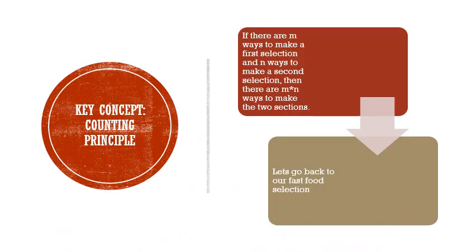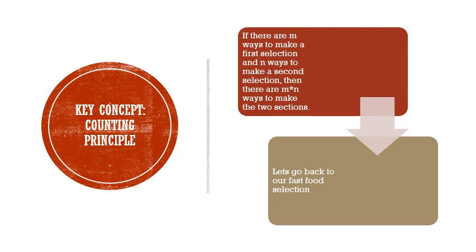All right, so our key concept is: if there are m ways to make a first selection and n ways to make a second selection, there are m times n ways to make a selection.